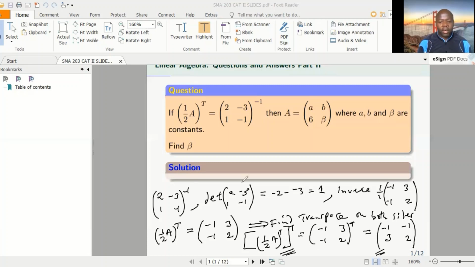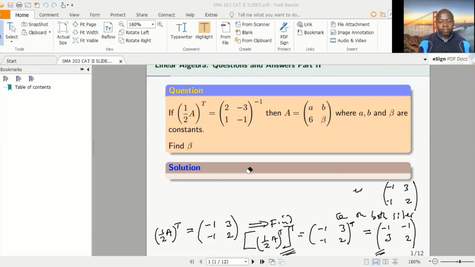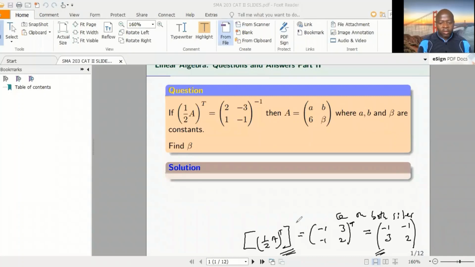Now, what is this on the left? What we learned in our earlier video is that if I have A transpose, then find the transpose of that, what I get will just be A. So what that means is that the transpose of a half of A transpose is just a half of A. So this statement therefore means that a half of A equals -1, -1, 3, 2.